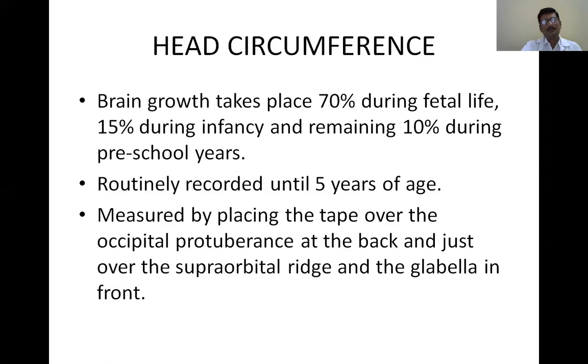And how is it done? It is measured by placing the tape over the occipital protuberance at the back and just over the supraorbital ridge and the glabella in the front. This is how you place the tape and measure the head circumference. Of course, head circumference is also routinely measured during ultrasonography, as one of the parameters for measuring the gestational age of the child within the mother's womb.